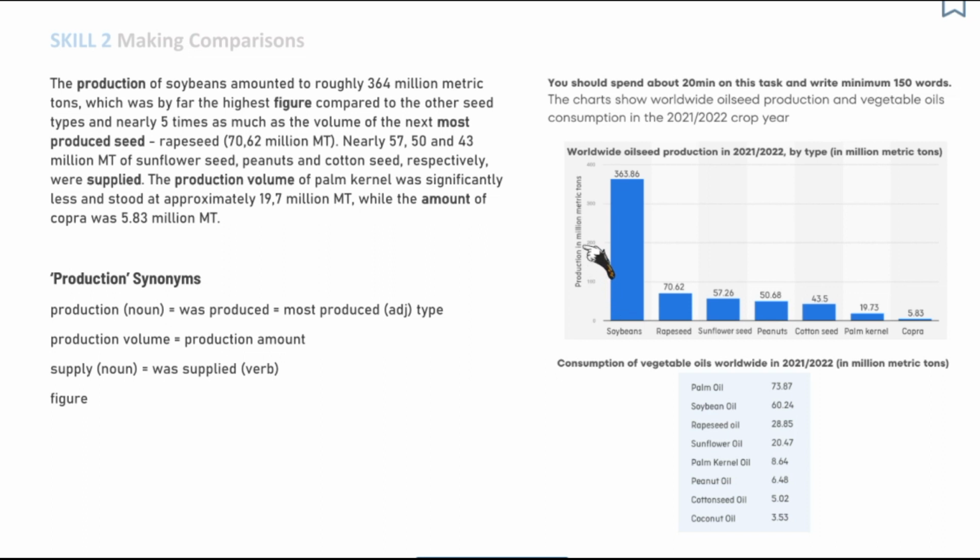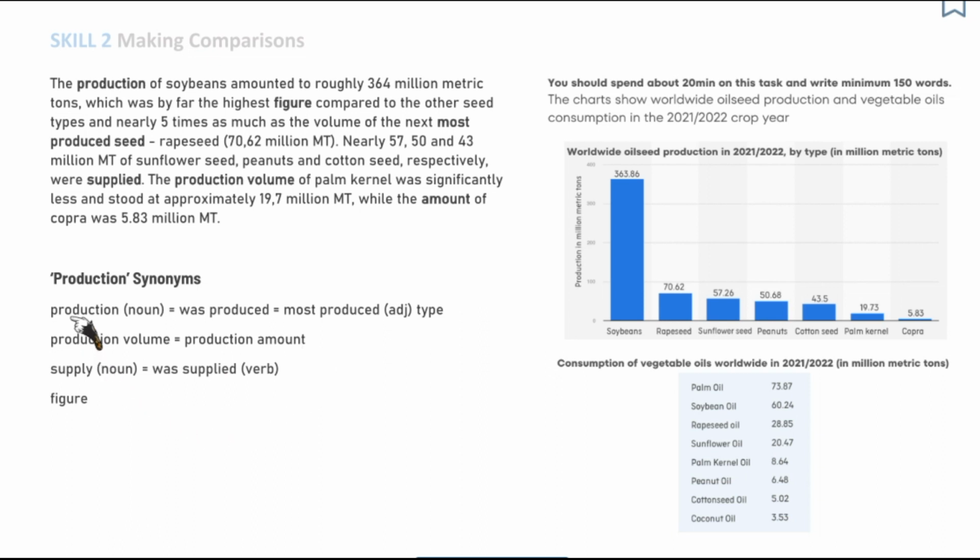Here, the production is measured in metric tons. This information is given here, metric tons. So when we talk about the numbers, when we give the numbers that describe production, we can also use the words volume, like production volume, or amount, production amount.